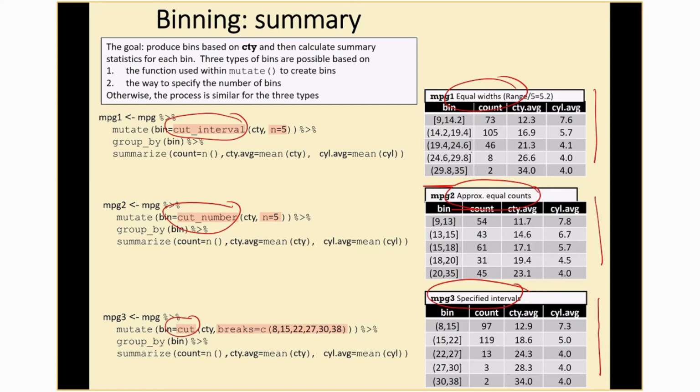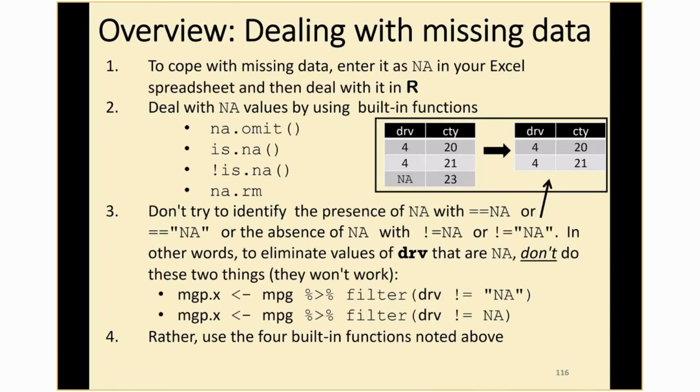So to get these 3 different outputs, the difference is in the first step. The second step, here, here, and here, is always the same: group by bin and generate the 3 different summary statistics.